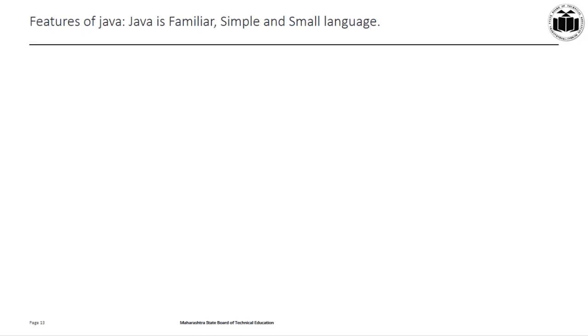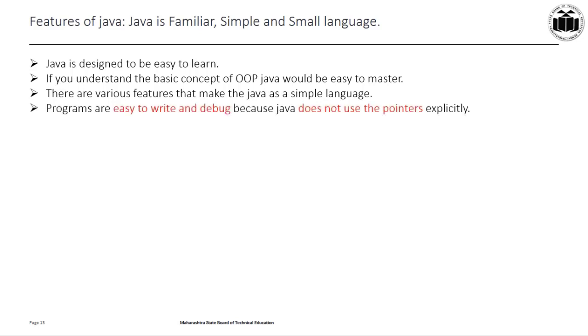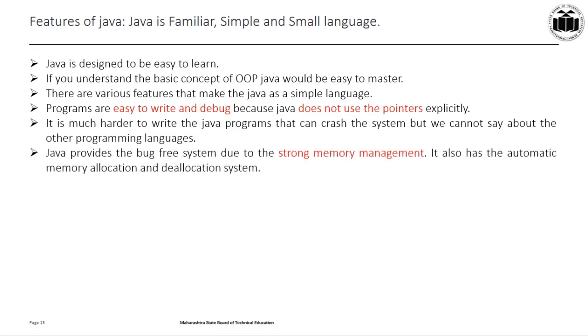The next feature is that Java is a simple, familiar, and small language. Java is designed to be easy to learn. If you understand the basic concepts of an object-oriented programming language, Java will be easy to master. There are various features that make Java a simple language. Programs are easy to write and debug because Java code does not use pointers. It is much harder to write a Java program that can crash the system, but we cannot say the same about other programming languages. Java provides a bug-free system due to strong memory management.